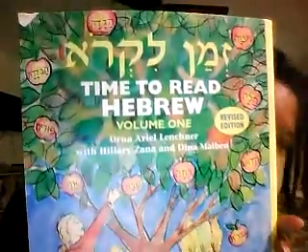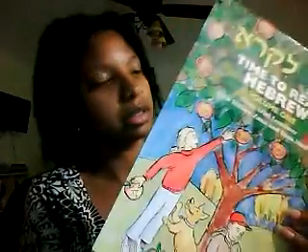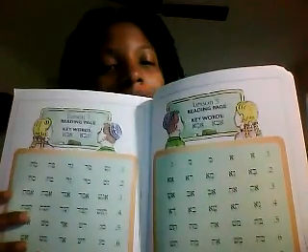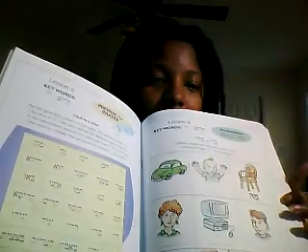And then I have this book, Time to Read Hebrew, Volume 1. I like it. It's really colorful. It goes at a slow pace. It does have more modern Hebrew, so it will have the vowel pointings. The vowel pointings weren't actually always in Hebrew, but it's neat. It's a fun little book to work through.